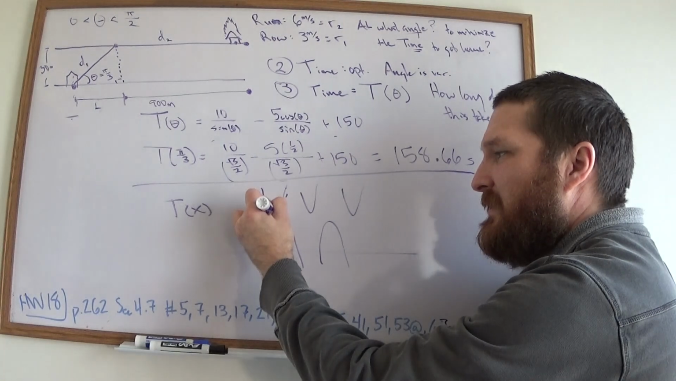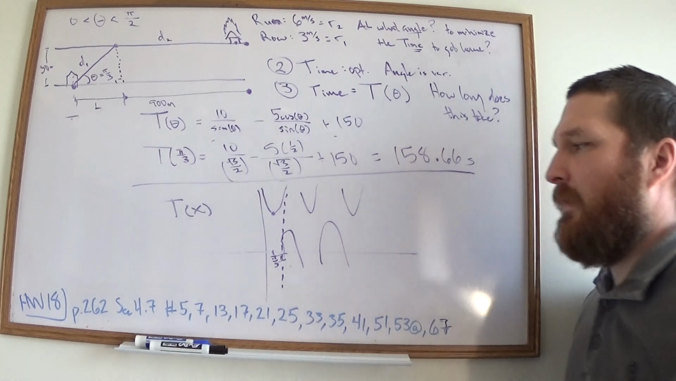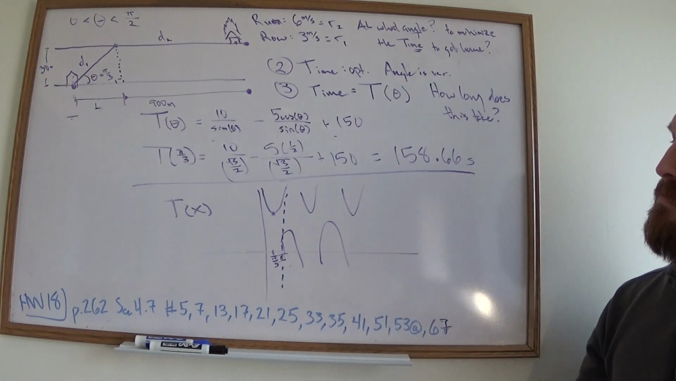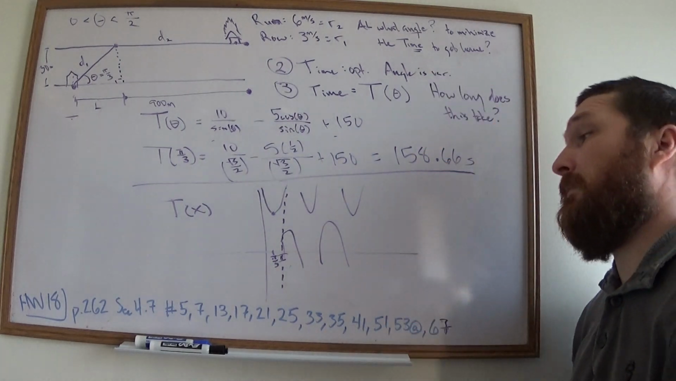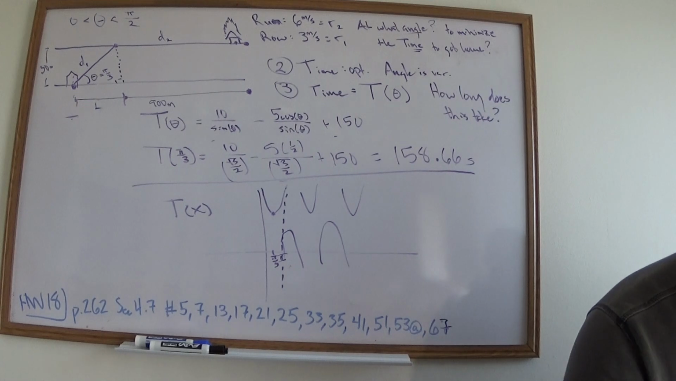Or you could graph it and see that when you plug in pi over 3, you get a min right there. Actually, I think it is pi over 2, which is very interesting. Huh. Oh, that's weird. Okay, anyway, I could be wrong. You could graph it and figure that out. I wasn't really looking for that.